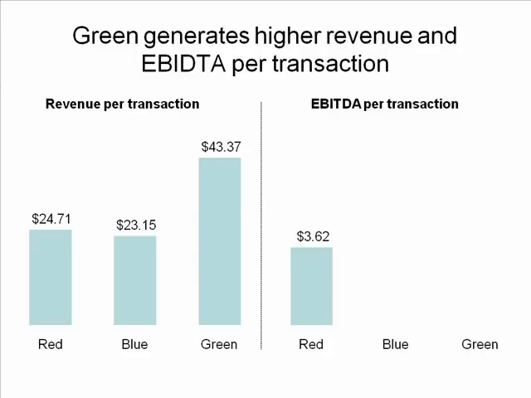Red, almost $3.62. Blue, over $6 per transaction. So you see blue gets a lot more profit per transaction than red does, even though the revenue is slightly lower. Green, just a penny shy of $8 per transaction. So clearly what the green group is doing is something that we need to investigate, figure out how they're able to get greater revenue and profit out of every single transaction.